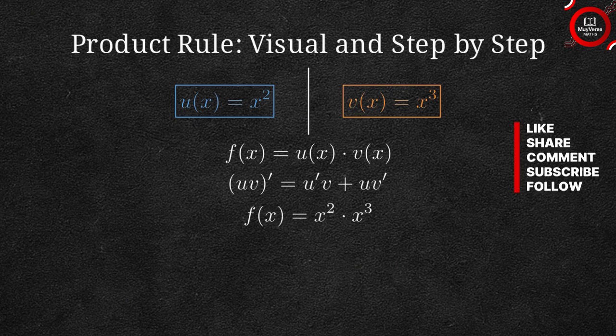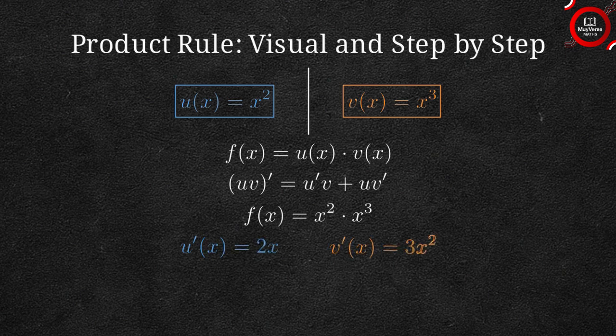Now, let's apply this to a simple example, x squared times x cubed. We'll label u of x as x squared and v of x as x cubed. Differentiate each part. u prime equals 2x and v prime equals 3x squared. Now plug into the product rule. u prime v plus uv prime.